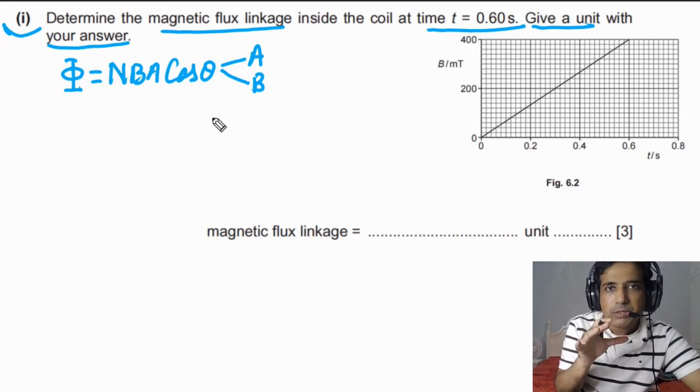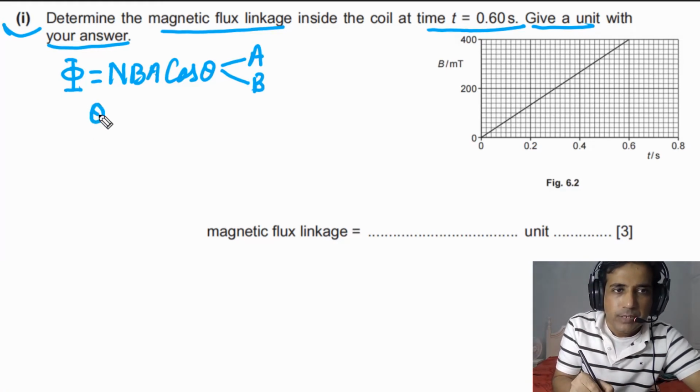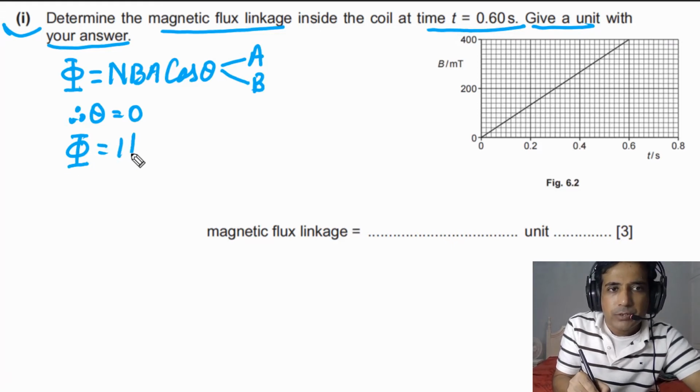But for this question, it is given that the plane of the coil is perpendicular to the magnetic field. It simply means that in this case, the angle between B and A is equal to 0 degrees. So we can say in this case, magnetic flux linkage is equal to NBA, because cosine of 0 is equal to 1. Now we simply need to plug in values here.